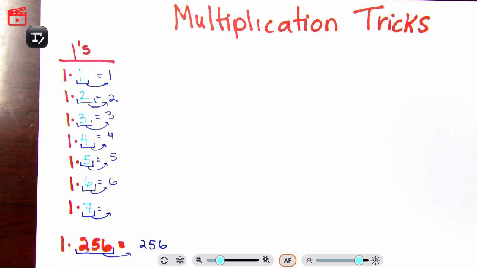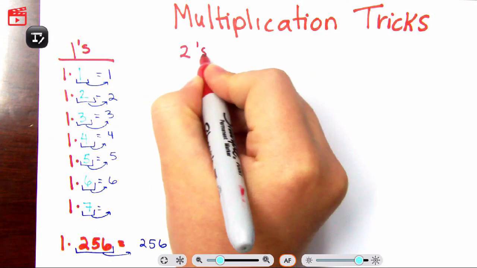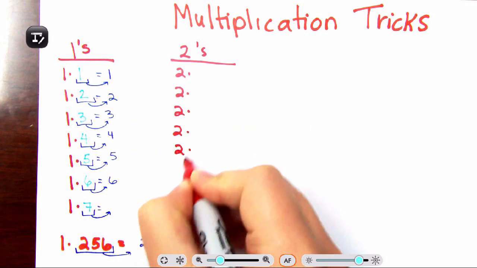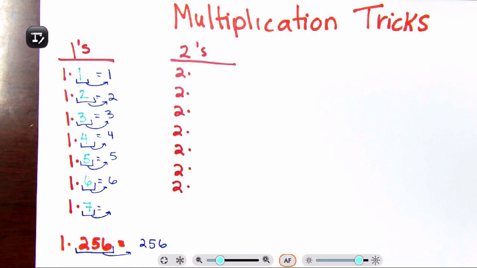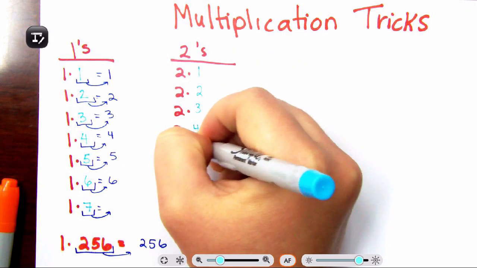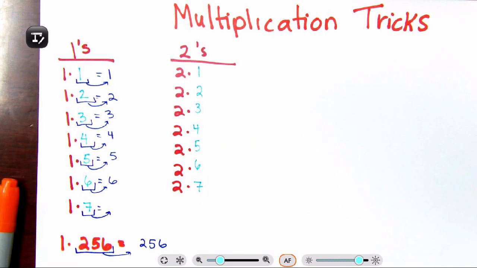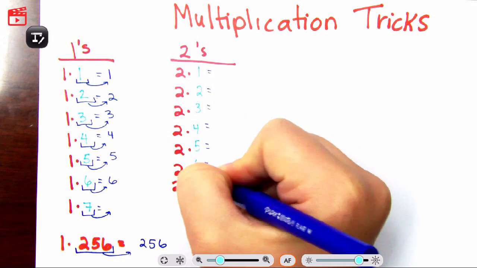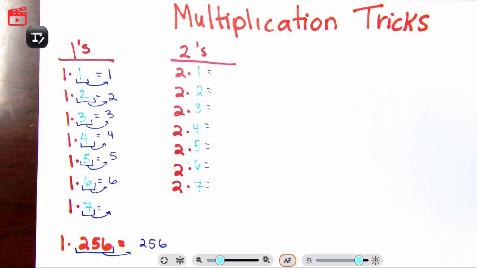2. When you're multiplying by 2, it follows a pattern. So here it is, 2 times 1, 2, 3, 4, 5, 6, 7. And again, this pattern continues. I'm only going up to 7, but this pattern continues forever and ever. All right, so let's see what this is. There you go. I hesitated for a second because I was doing my equals.